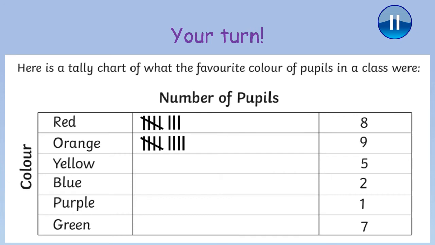Great work. Now it's your turn. Here is a tally chart of what the favourite colour of pupils in a class was. We have the colours on the left, red, orange, yellow, blue, purple and green. And we have the number of pupils on the right shown with a number, and then the tallies in the middle. Can you complete the tallies using the numbers on the right? Remember, each set of 4 is made into a 5 with a gate across, like the examples shown on red and orange. Good luck!